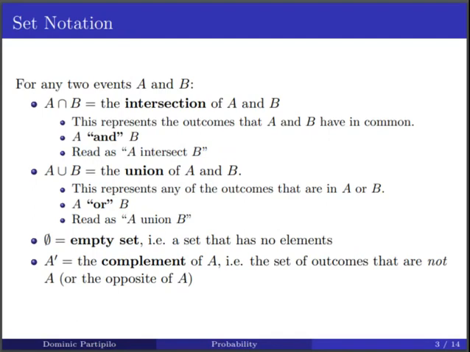Now we also have what's called the union of A and B, and we use this symbol to denote the union of A and B. An easy way to remember this is that the union looks like the letter U. So that's really nice. So this represents any of the outcomes that are in A or B. And we'll go over some examples of the intersection and the union shortly here.